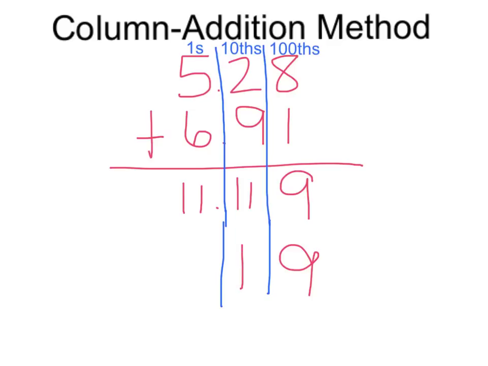This 11 is going to become a 1 because now I've taken 10 away from it. I'm going to put my decimal in just like I did last time, and then I'm going to add 1 to what was originally 11, making it now 12. So my answer for this problem is going to be 12 and 19 hundredths.